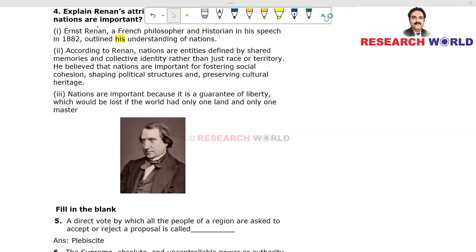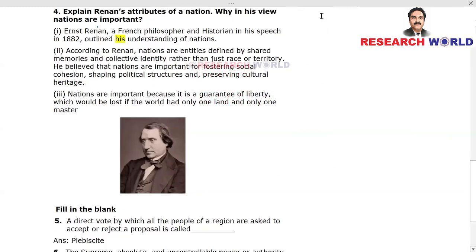Okay, friends. Now we'll move on to the fourth question. Explain Renan's attributes of a nation. Why, in his view, nations are important. Ernst Renan, a French philosopher and historian, in a speech in 1882, outlined his understanding of nations. Okay, Ernst Renan, a French philosopher and historian.